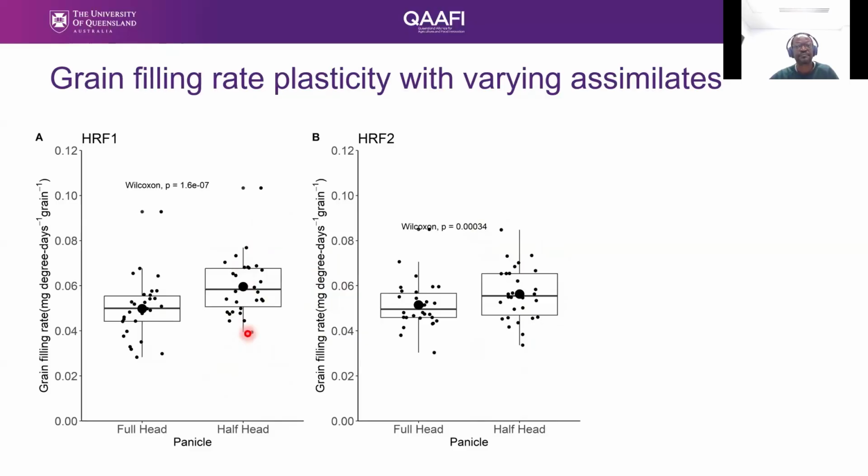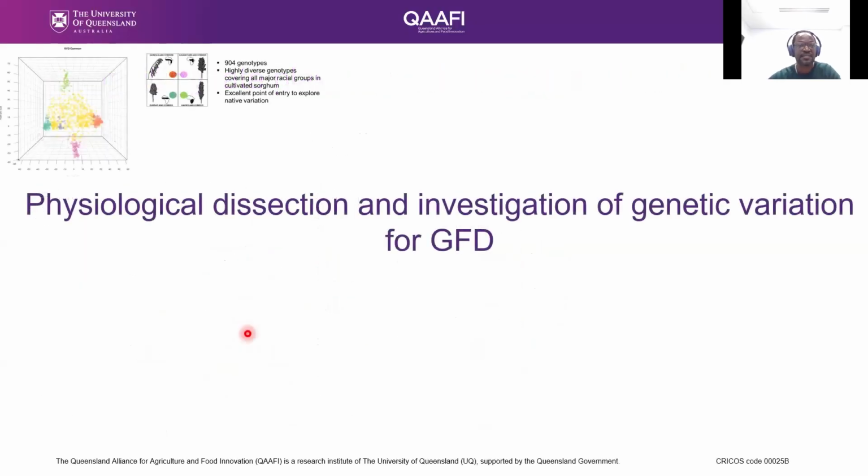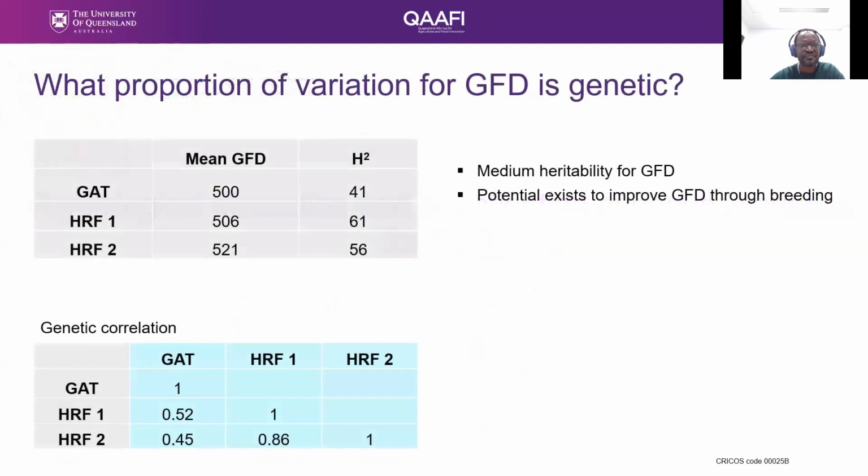So with these results that we got, we sought to investigate further the physiology and the genetic variation for grain filling duration. And we show that the grain filling duration across the diversity panel that we observed had medium heritability of between 41 and 61%. And this shows that this trait can be improved through breeding.